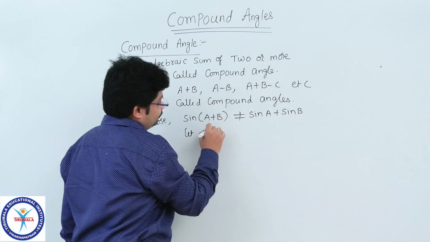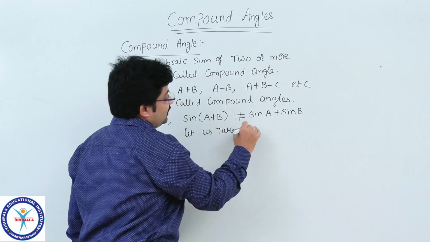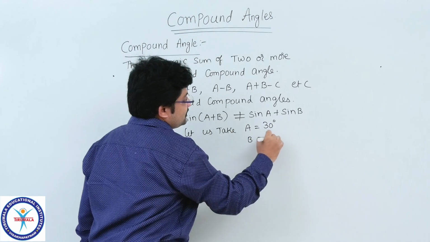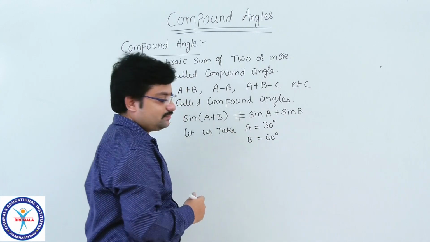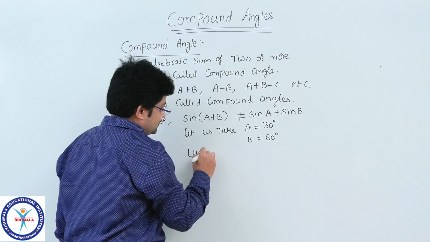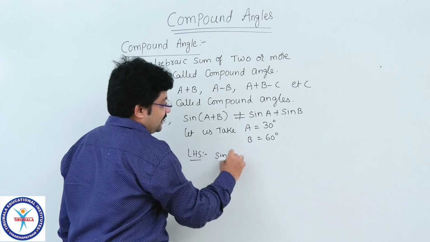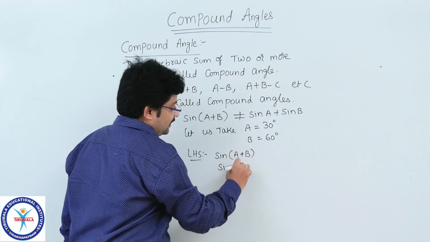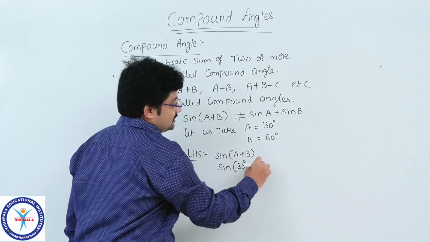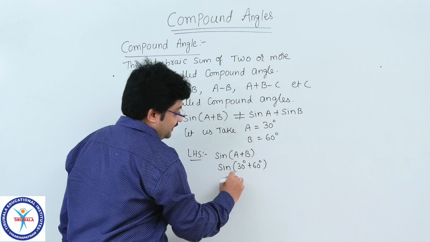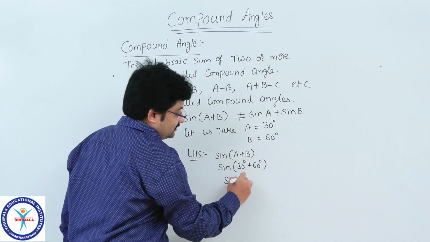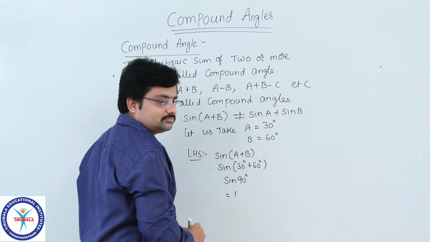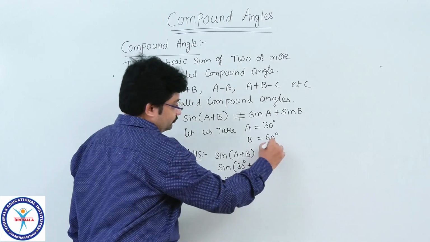Let us take a as 30 degrees and b as 60 degrees and let us check this. Here what is LHS? Sin a plus b, that is sin of 30 degrees plus 60 degrees. 30 degrees plus 60 degrees we can add, that is sin 90 degrees. What is sin 90 degrees? 1. So, LHS is 1.